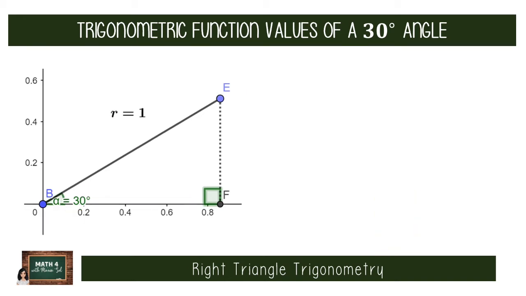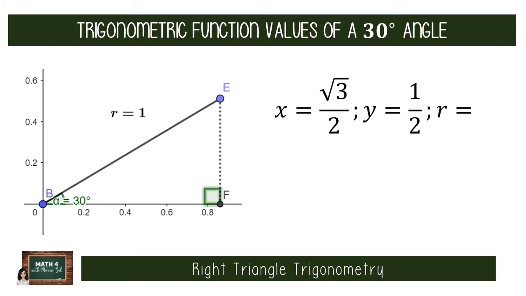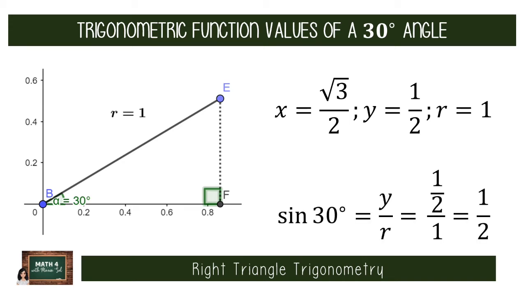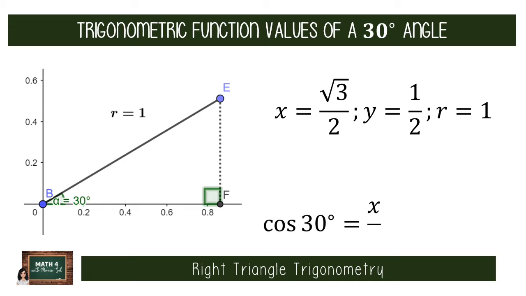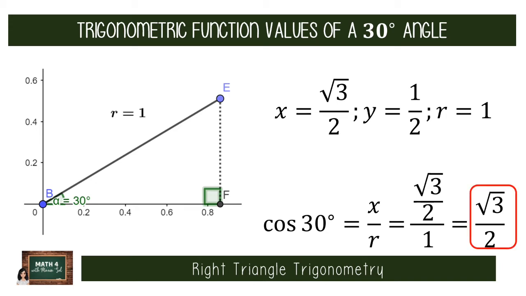Now that we have the exact values of x, y, and r, we can take the trigonometric function values of a 30-degree angle. Let's start with sine of 30 degrees. Following our earlier knowledge that sine theta is equal to y over r, that will be 1/2 over 1, or 1/2 only. We proceed to obtaining cosine of 30 degrees. This is now equal to x over r, which is the square root of 3 over 2 all over 1, or simply square root of 3 over 2.